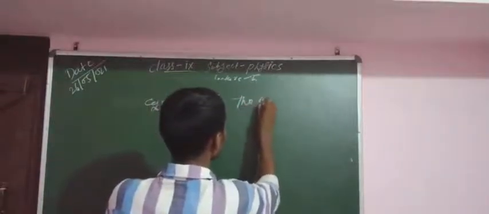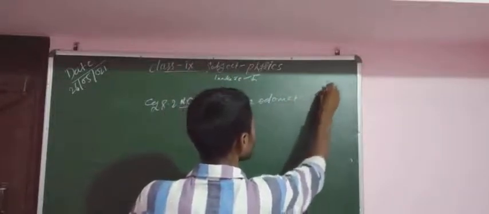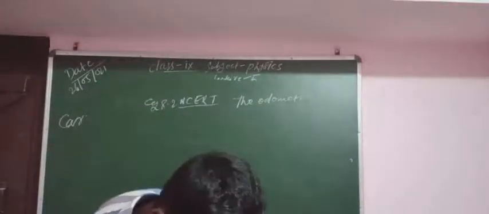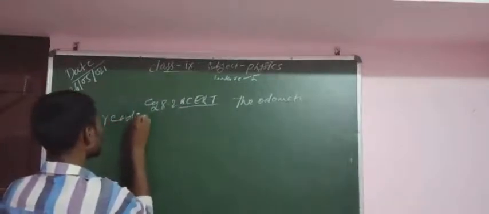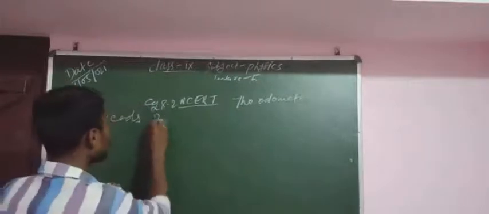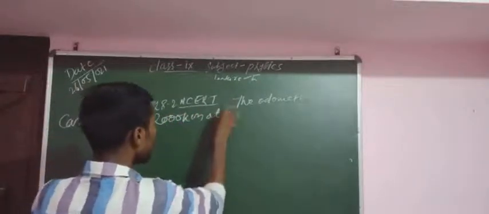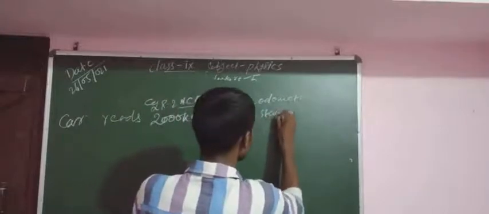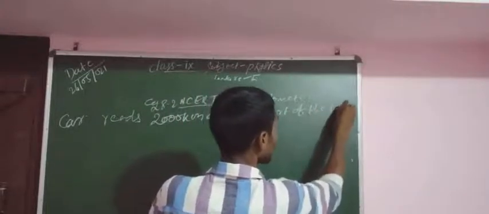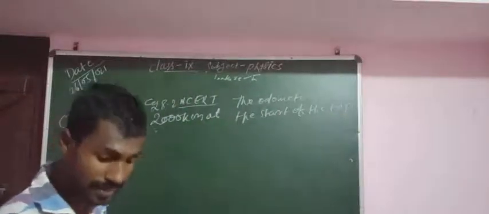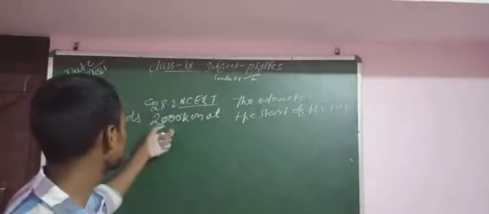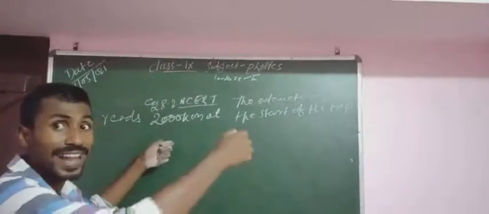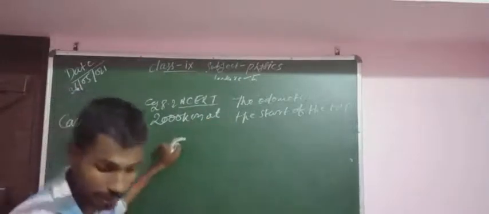The odometer of a car reads 22,000 kilometer at the start of the trip. At the start of the trip, that means before moving, that means the initial distance, when the car is ready to move, the odometer shows 2000 kilometer.